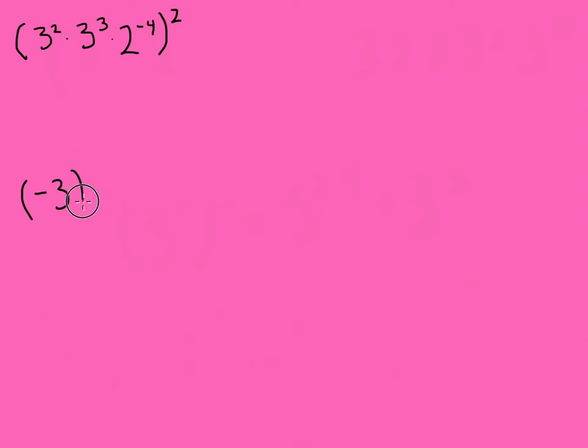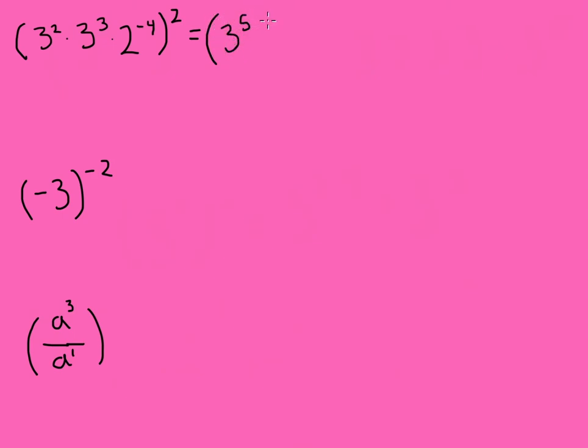So the first one here I wrote out is 3 to the second power times 3 to the third power times 2 to the negative 4th power, and then all of that squared. And then the second one is negative 3 to the negative 2 power. And then the third one is a to the third power over a to the first power. So pause right here and see if you can figure these out for yourself.